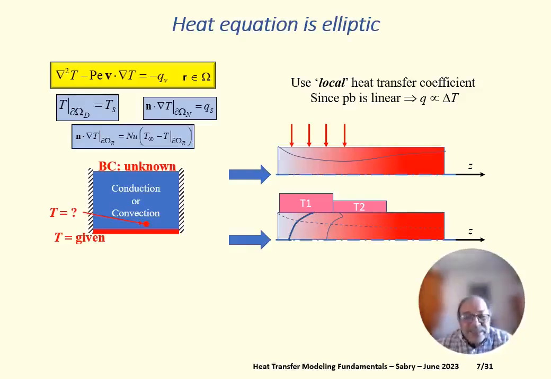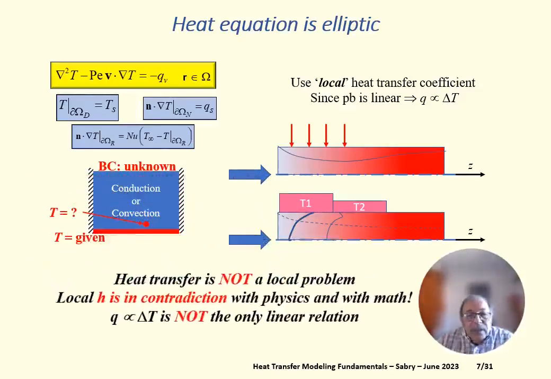The problem is in this wrong way of modeling, saying that delta T at a given section depends on Q in only that section. It must depend on it, but not only it. It should depend on all what happened upstream and downstream. So heat transfer is not a local problem. Local H is in contradiction with both physics and mathematics. The relation Q is proportional to delta T, which is a linear relation, is not a good one.